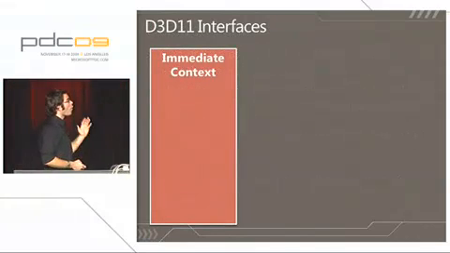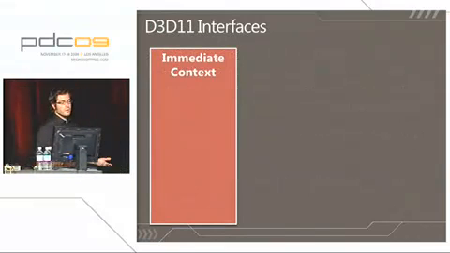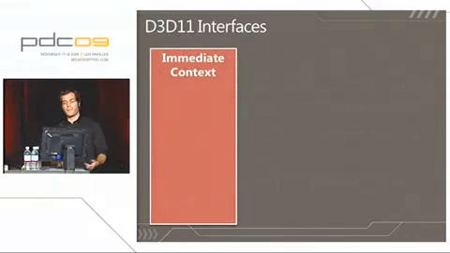So let's look at this diagram again. We're sort of going horizontally across the slide are all my different threads. And the first one, the first thread I have, has the immediate context that I might be rendering with.